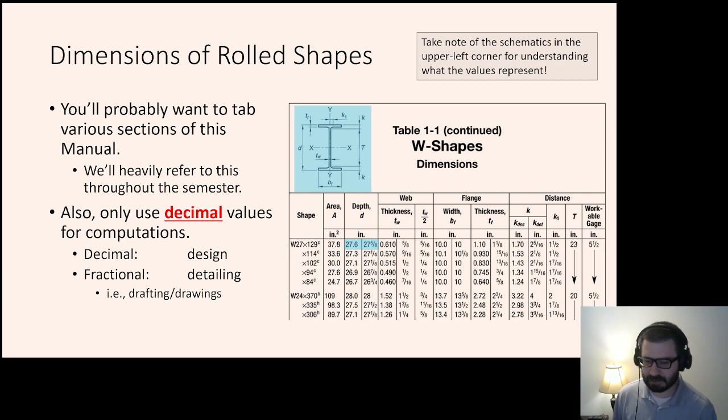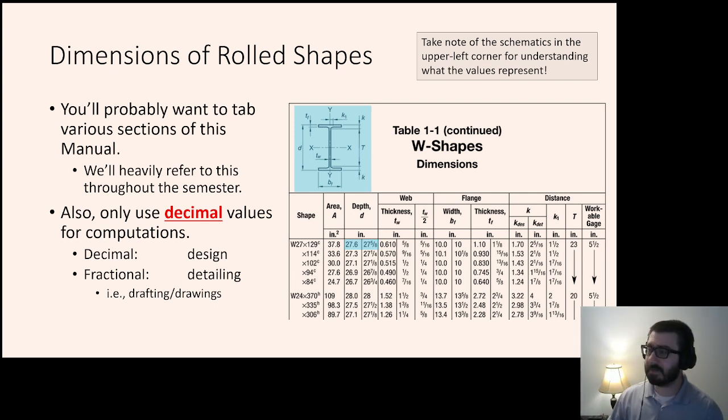So here's sort of an example. If I have a W27 by 129, okay, if I look at the overall depth, there are two values that I could use, either 27.6 or 27 5/8. The idea is that the 27 5/8 is accurate enough for detailing purposes, for drafting and drawing and things like that. But for design, when we're actually selecting members for the purpose of resisting loads, we want to use the more exact values, or the values that we can really hang our hat on in terms of capacity.